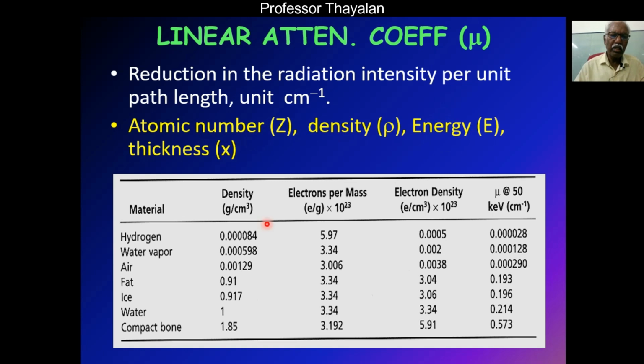The table below shows some of the materials used in medicine and their density values, the electron density values, as well as the linear attenuation coefficient for 50 kilo electron volt energy of the X-ray photons. You can see here compact bone, which has the highest density, has the highest linear attenuation coefficient compared to water or soft tissue.